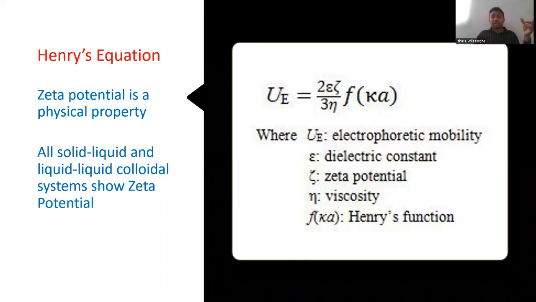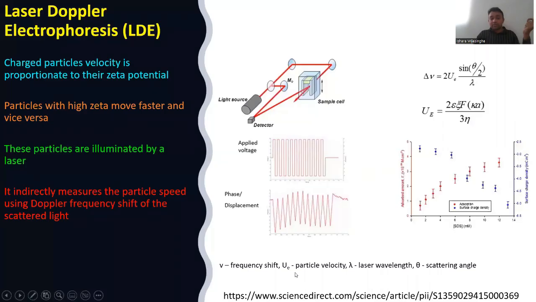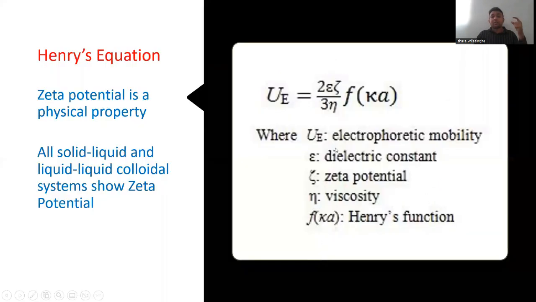Zeta potential is a physical property of the material. All solid liquid and liquid colloidal systems show zeta potential. So if somebody asks you to find the zeta potential of a liquid in air, it doesn't follow this. But for solid liquid and liquid colloidal systems, you can apply this zeta potential. So how does Henry's equation calculate the zeta potential? UE is the electrophoretic mobility, meaning particle velocity, and epsilon is the dielectric constant.